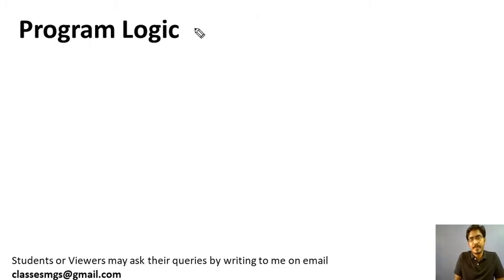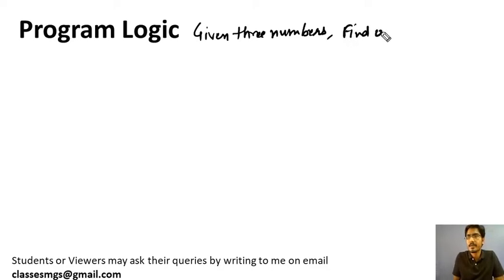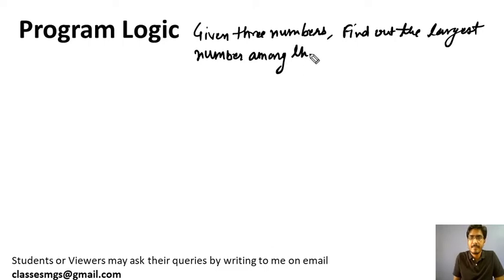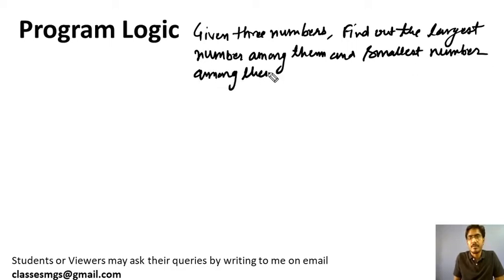So first thing is the problem. Given three numbers, find out the largest number among them and the smallest number among them. Okay, so this is the problem.